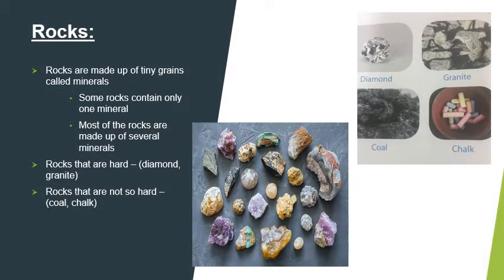First, we learn about rocks. The earth is made up of rocks and soil. Rocks are made up of tiny grains called minerals. Some rocks contain only one mineral, but most rocks are made up of several minerals.